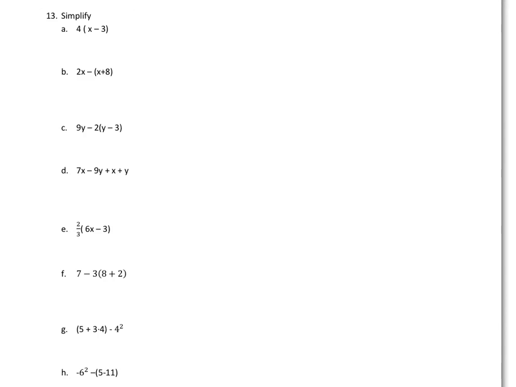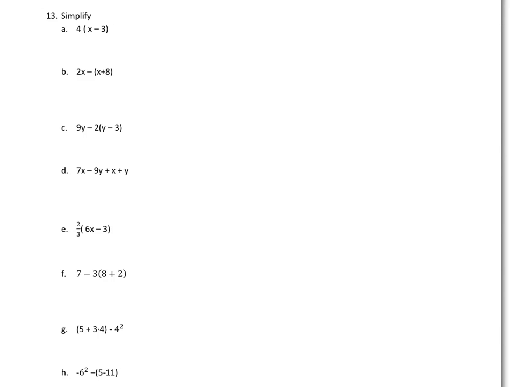Now, with these next ones in 13, A through whatever, what we're going to be doing is simplifying these using the properties of algebra that we learned. So we're going to be doing some distribution, combining some like terms, and the likes of that. So let's just keep going through with this.